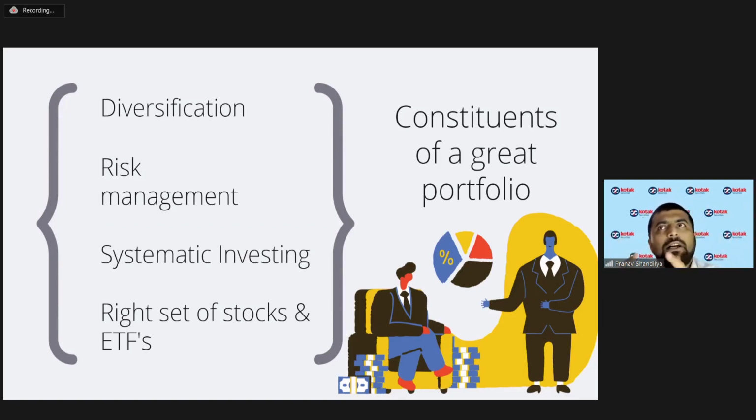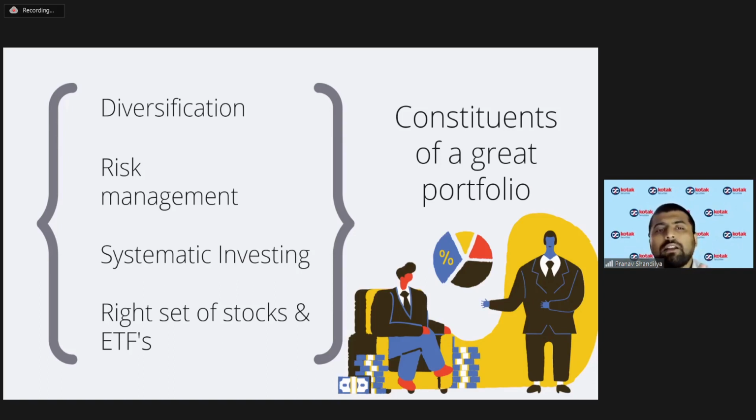So this is a concept that most of us as investors tend to skip. And what we are going to discuss today is more or less related to how risk management plays a very huge role in designing portfolios.